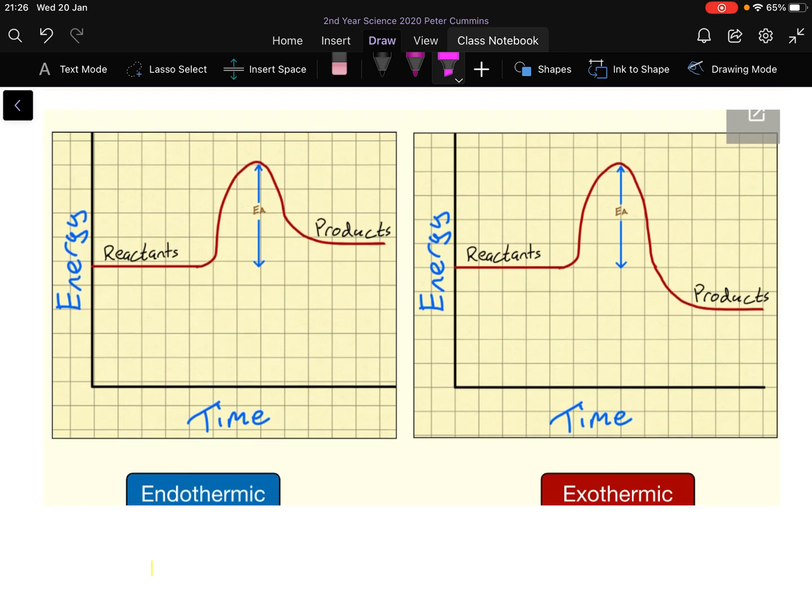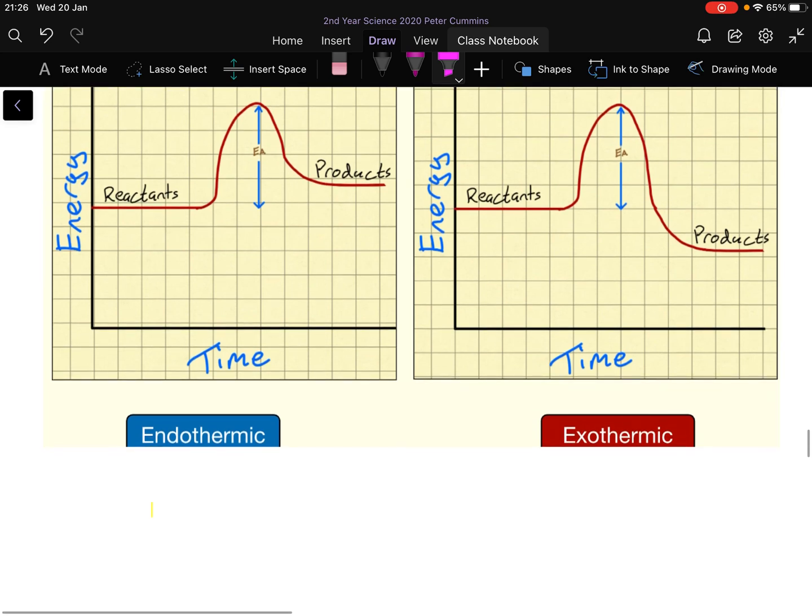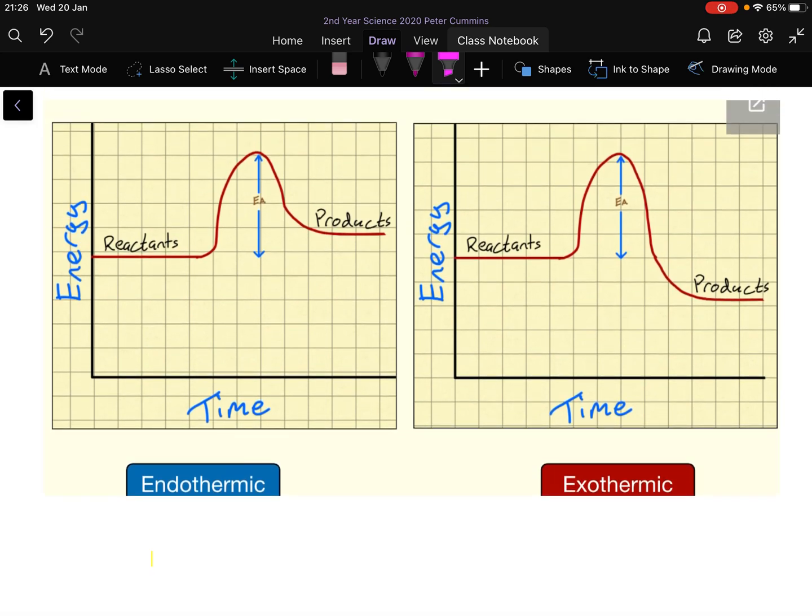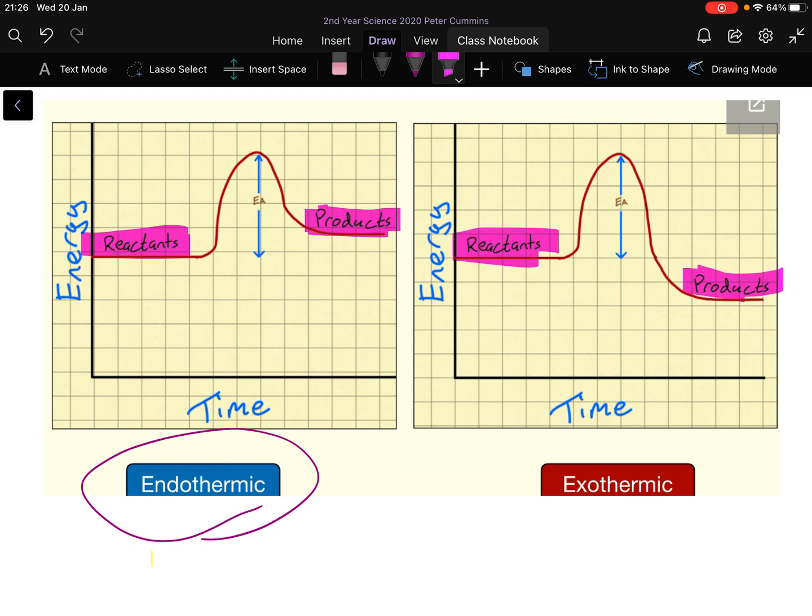So in an endothermic example, the products are higher. The products are higher than the reactants. So if you have a look, this one here now is endothermic. And in endothermic, look at the products up here and the reactants down here. Okay, so the products are higher than the reactants in an endothermic reaction. So bear in mind, endothermic, heat has to be taken in. In an exothermic one, the reactants are higher than the products.